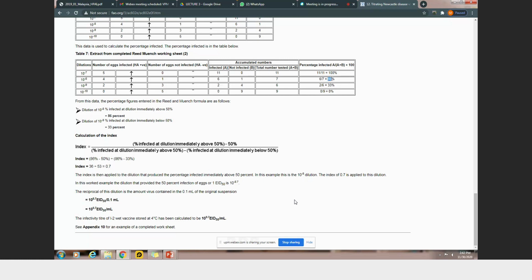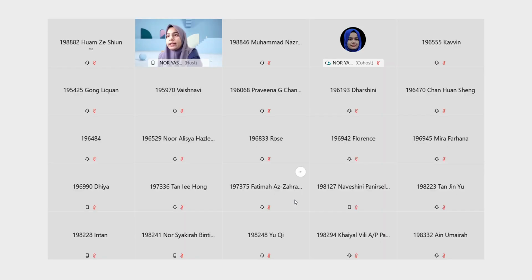All right. These numbers could be various. I have encountered one time 100% and 0%. So that one, you just follow this formula and you will get the concentration later on. Any other question, class? I guess there's no question.